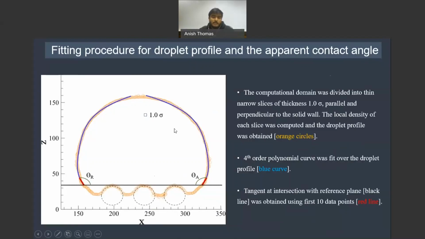So we made blocks of 1 sigma through the entire computational domain, and in each block we calculated the density, and hence the density profile was obtained, as shown in the orange spheres. To this density profile, we fitted a fourth order polynomial curve, the blue curve shown here. And then we took the first 10 points of the polynomial curve and drew a tangent in order to get the respective theta r and theta e.